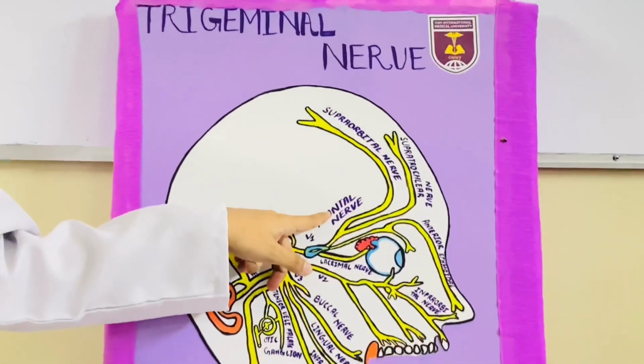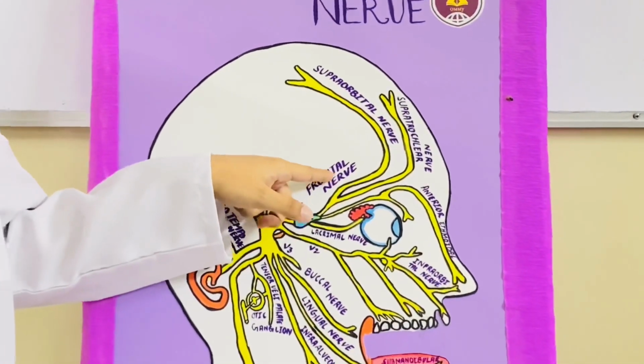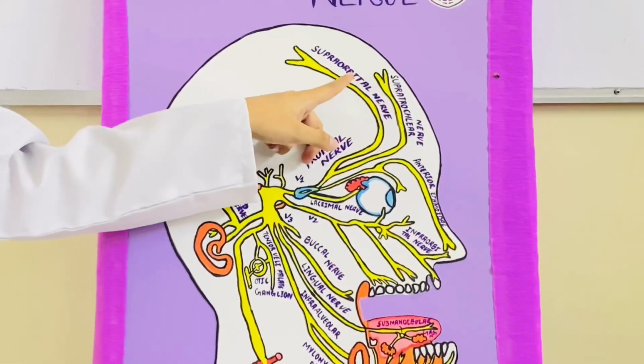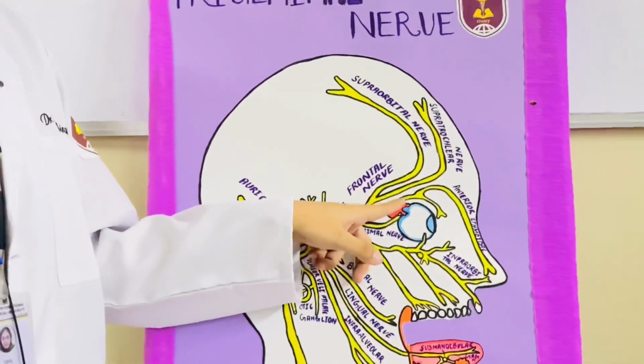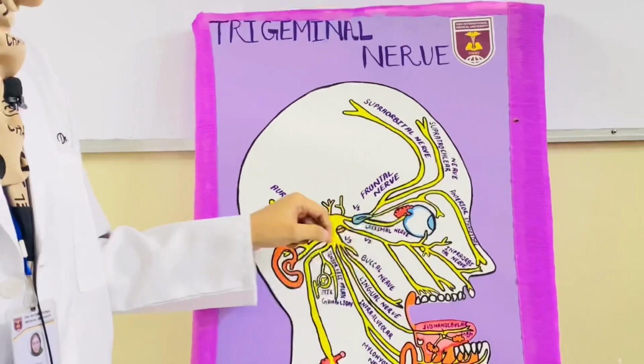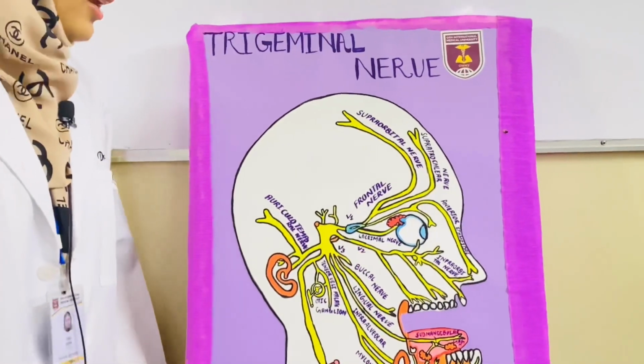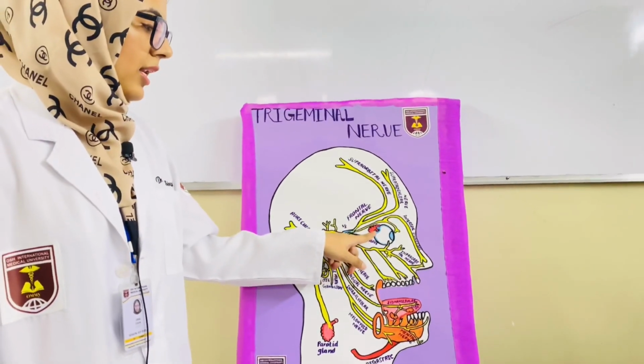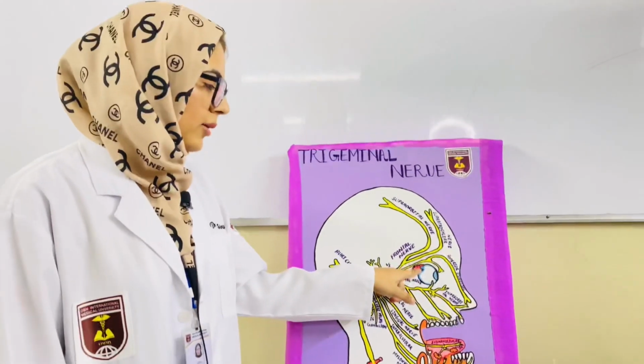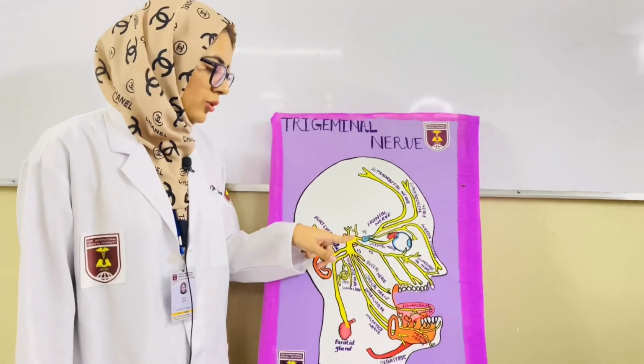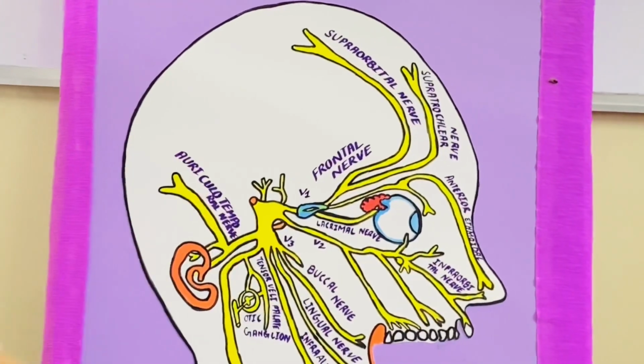First is the frontal nerve, which gives the supraorbital and supratrochlear nerves, and next is the nasociliary nerve, which gives the anterior ethmoidal, posterior ethmoidal and long ciliary nerves. Next is the lacrimal nerve, which gives sensory fibers to the lacrimal gland. The ophthalmic division passes through the superior orbital fissure.